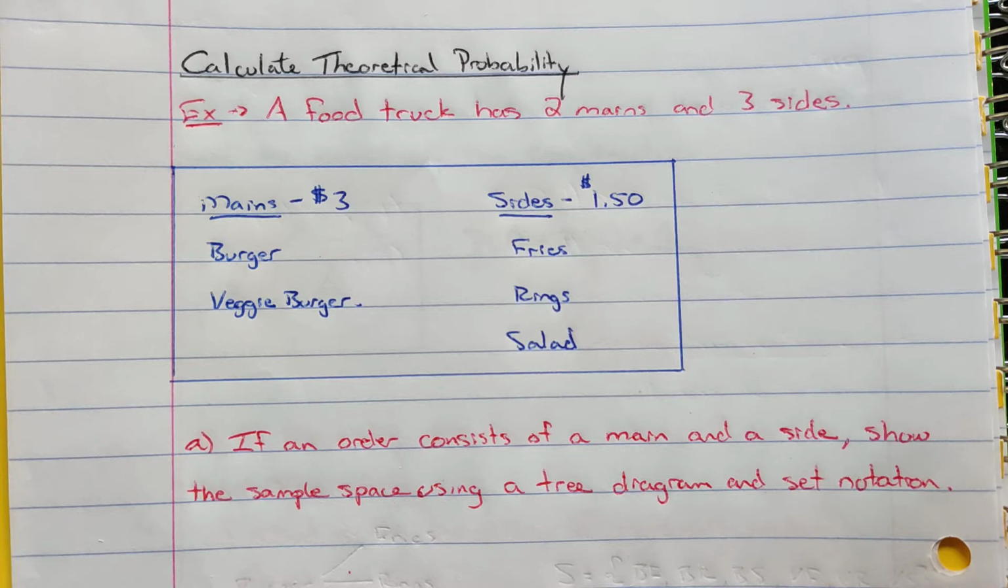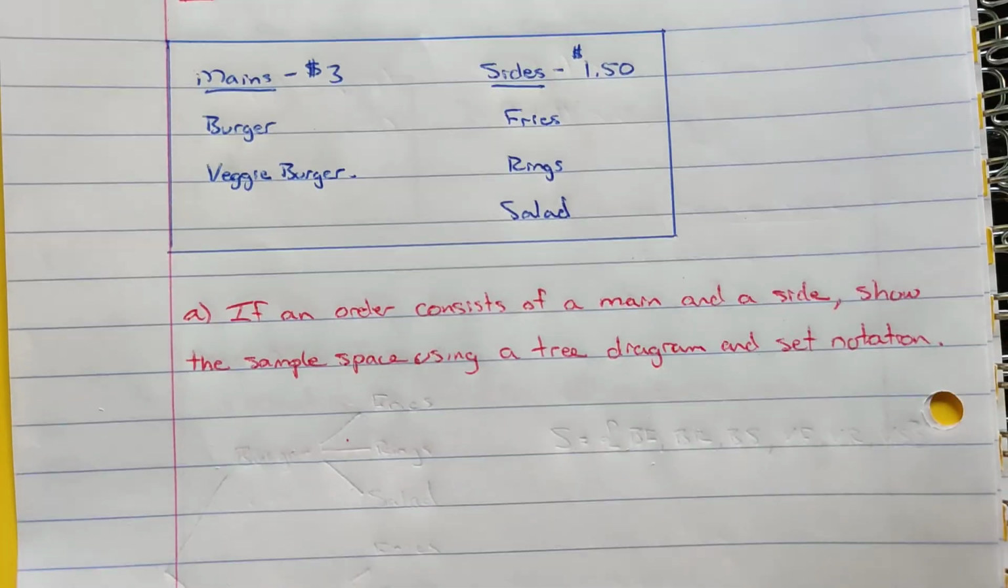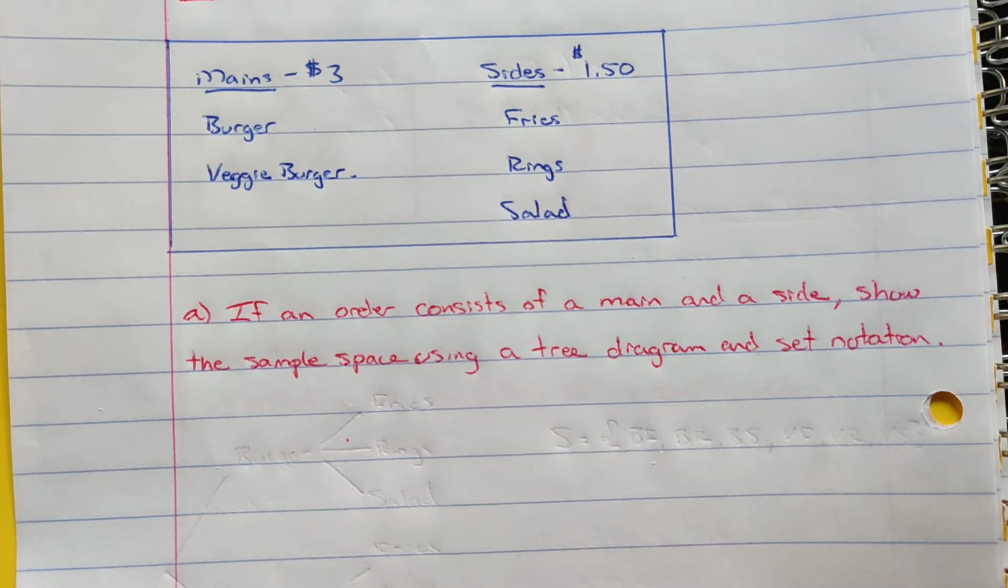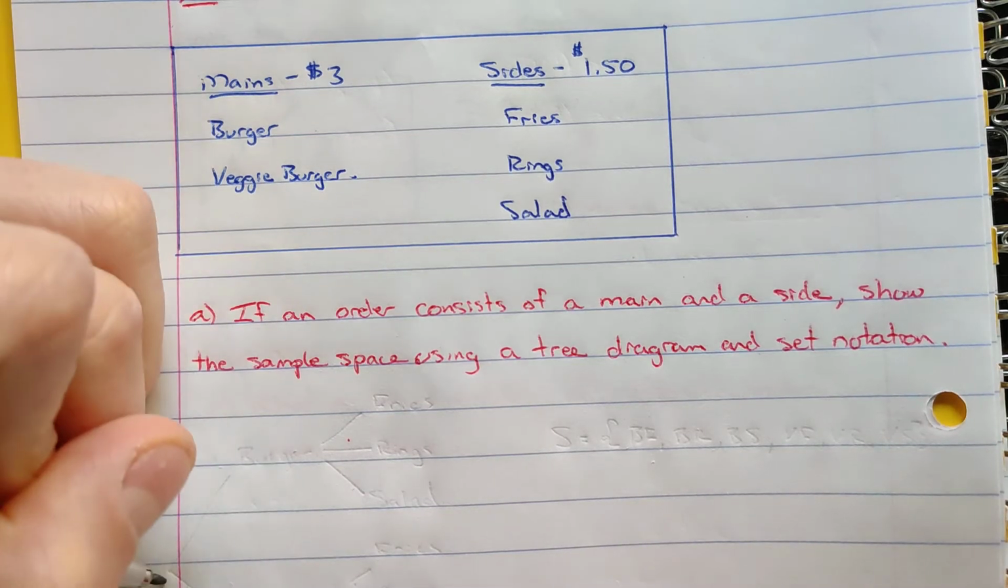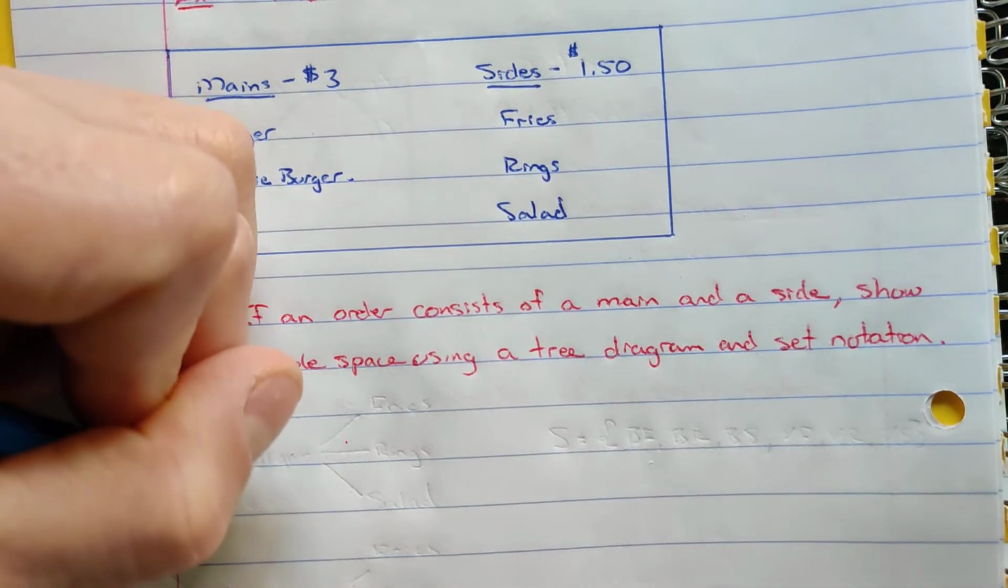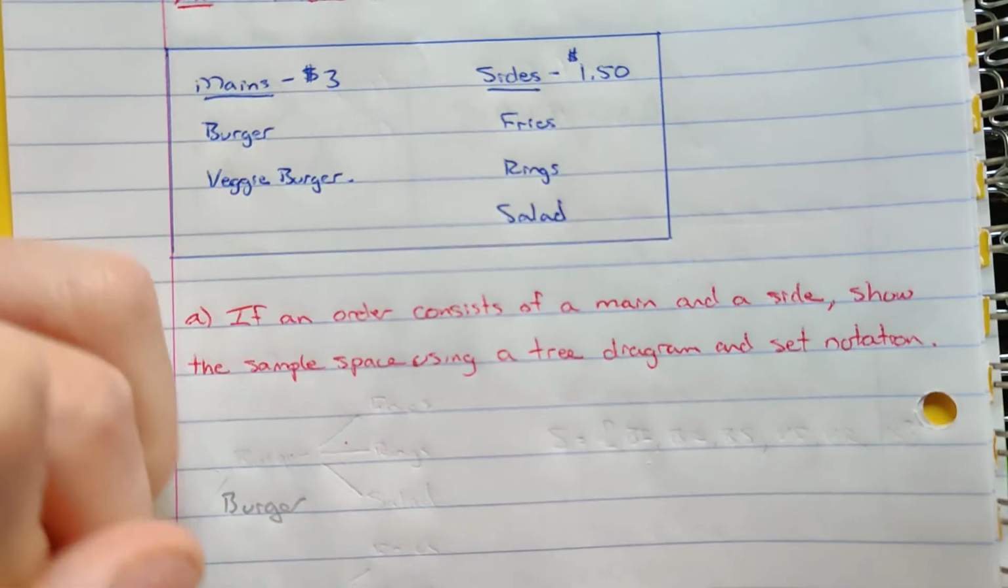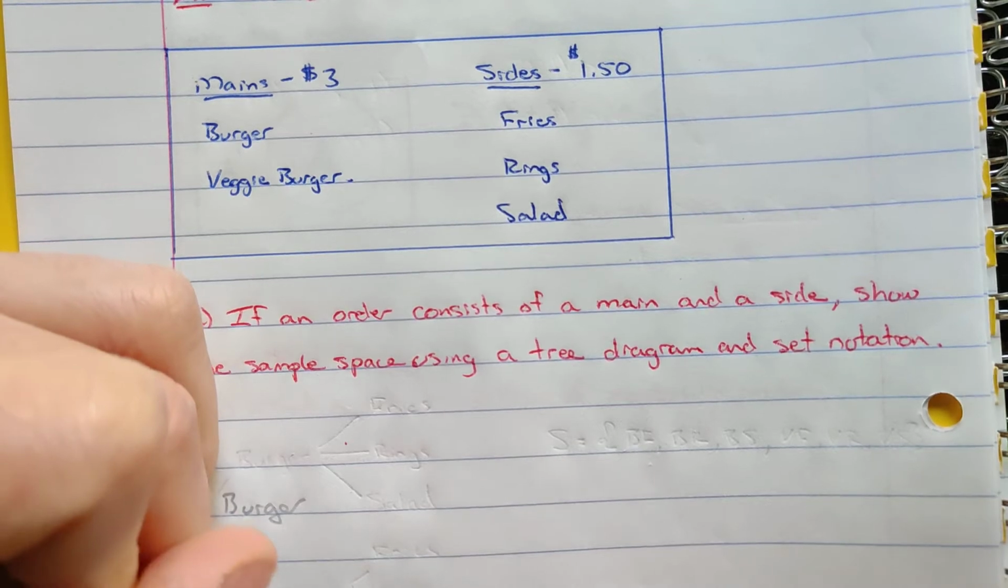So if an order consists of a main and a side, show the sample space using a tree diagram and set notation. So we've already looked at set notation, but let's make a tree diagram here. What we do with the tree diagram is look at each item in each level. So our first choice is a main. That's our first level, and then we'll see what branches off of those. So we start with we can buy a burger, or we can buy a veggie burger.